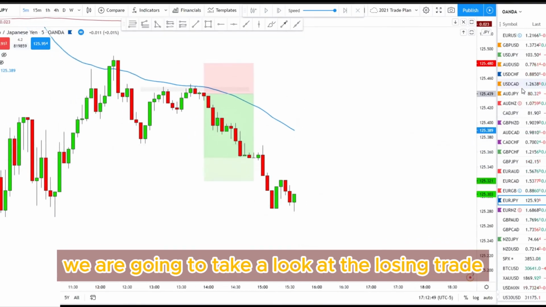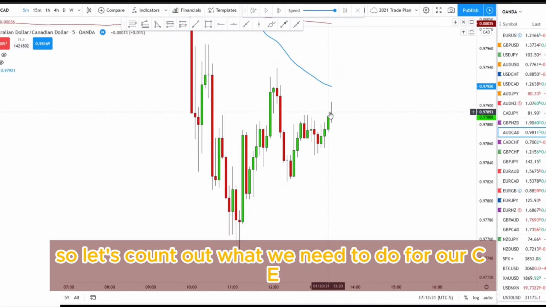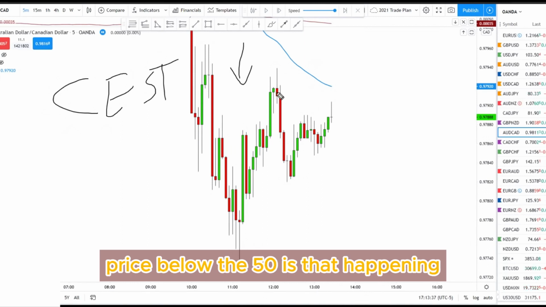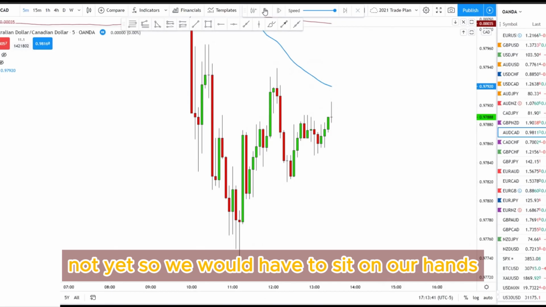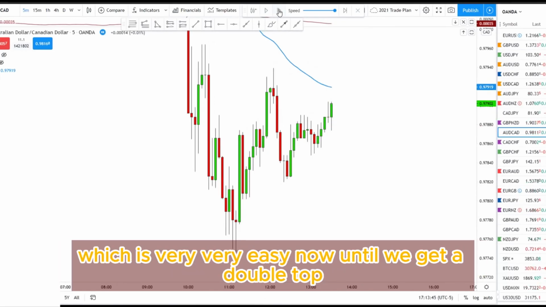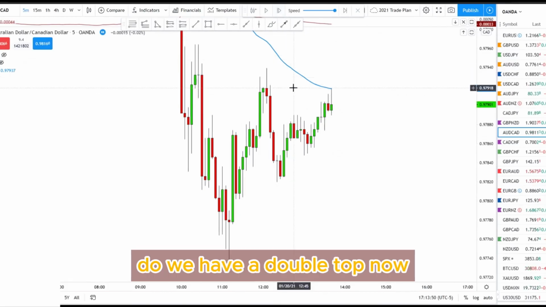Lastly, we are going to take a look at the losing trade. Okay, another bearish trade here. So let's count out what we need to do for our setup. What conditions do we need? Price below the 50. Is that happening? Yes. Do we have a double top? Not yet. So we would have to sit on our hands. In this case, we're using replay mode, so we can just push the market forward, which is very, very easy now, until we get a double top. Do we have a double top now?